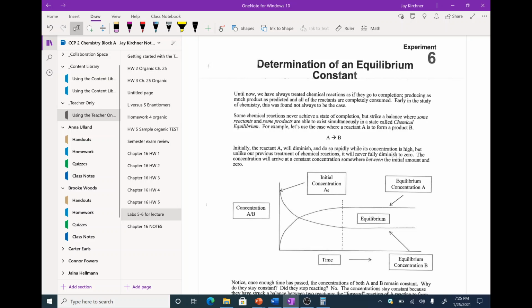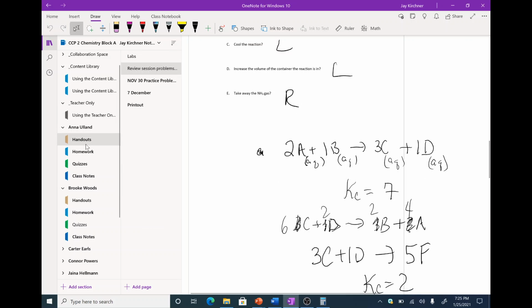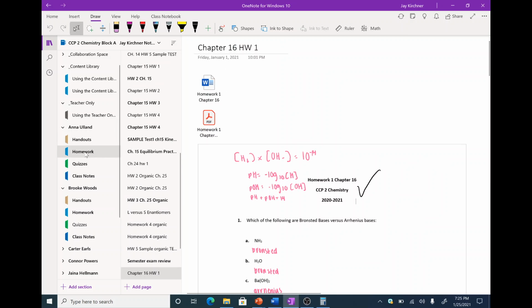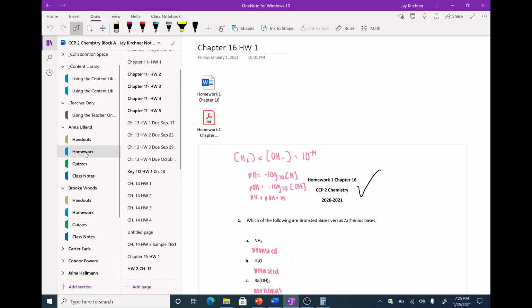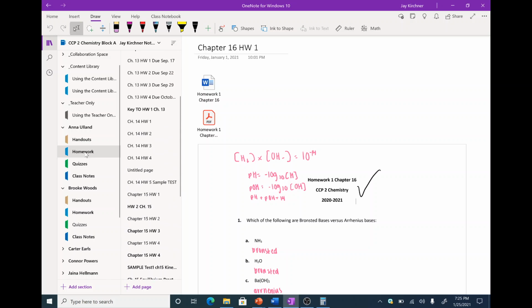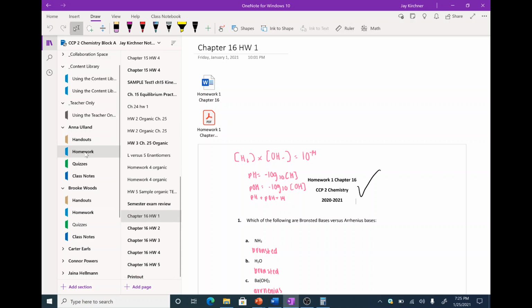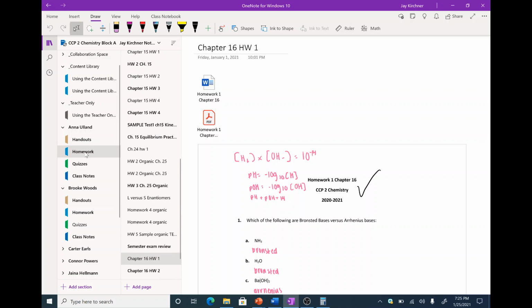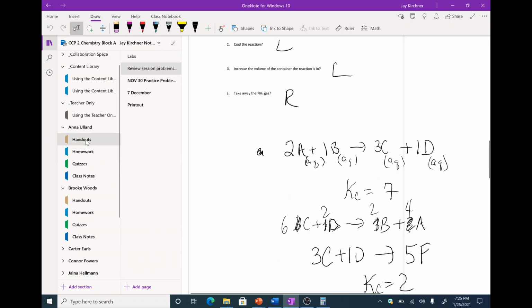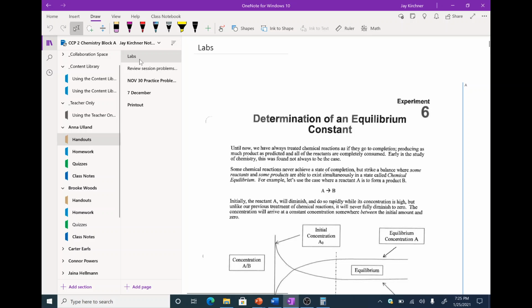Now, here's the confusing part. What I want you to do is go to your handout folder. Nope, I'm wrong. To your homework folder. Try this again. See if I can find it in your homework folder here for a second. I thought it was in your homework folder. Let me see here. Maybe it's under handouts. Labs. Okay, here we go. Go to your handout folder under labs.